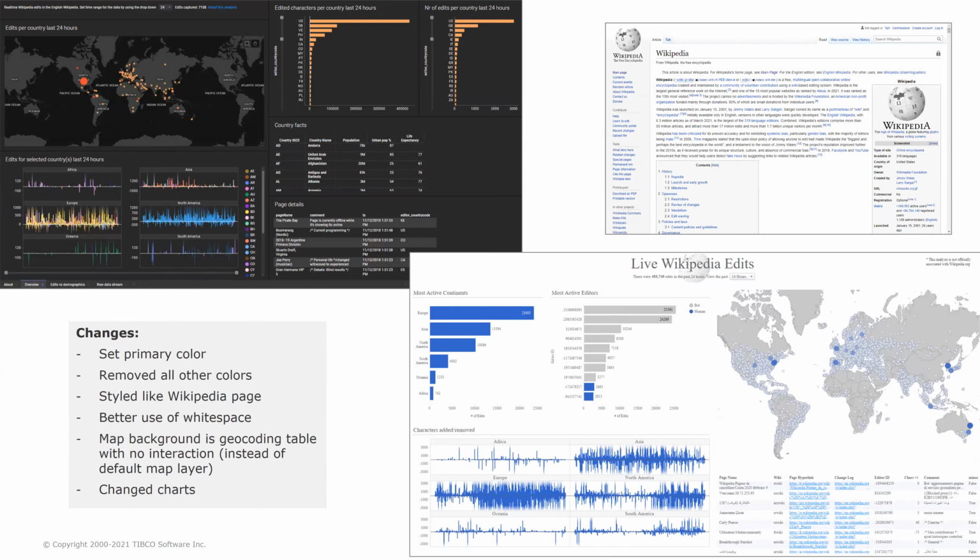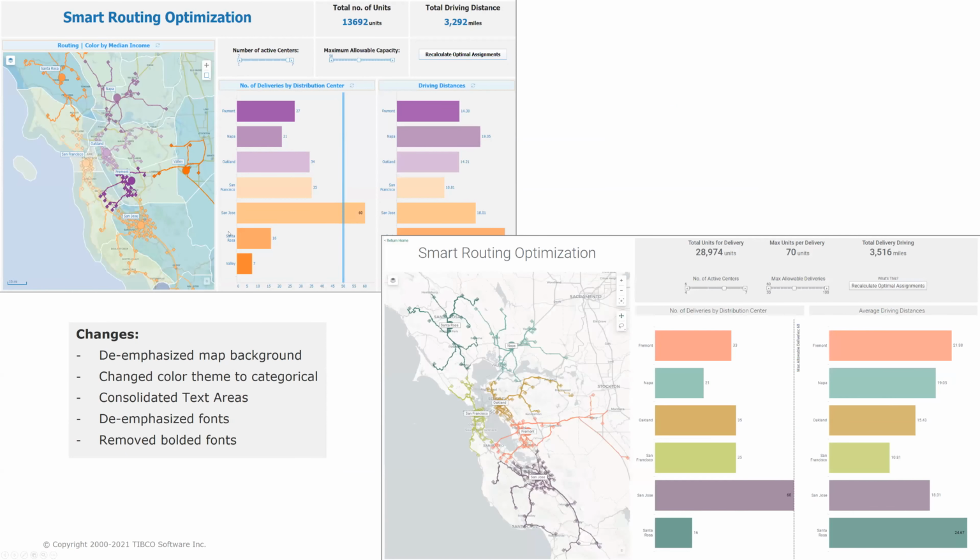All right, so just some before and after applying principles. On the top left, you'll see the old dashboard. On the bottom right, you'll see some of the edits. So I set a primary color to the Wikipedia blue. I styled it like a Wikipedia page. I removed all the excess colors. The map background is actually white, and I used a geocoding table just to put the shapes in. So very simple. I really simplified that and used just kind of a simple Wikipedia page style. I de-emphasized the map background here. I changed this color scheme from diverging to categorical, since it was categorical data. Consolidated the text areas, removed bolded fonts.